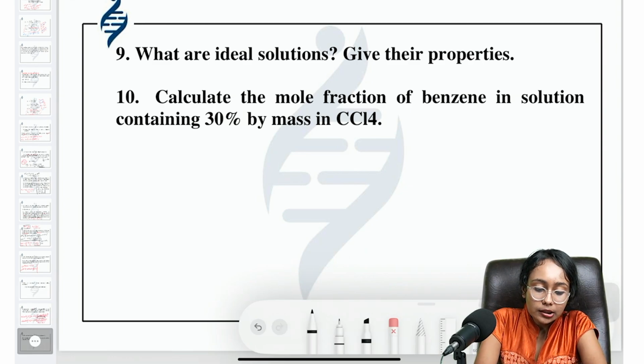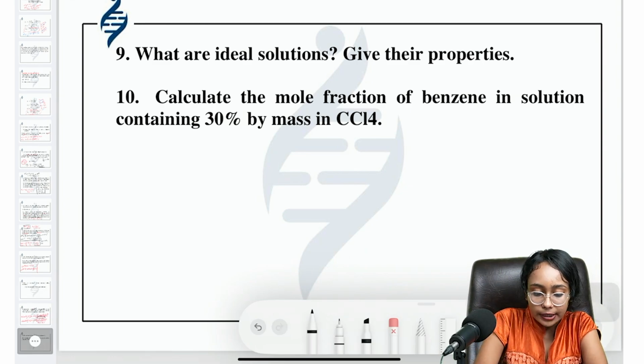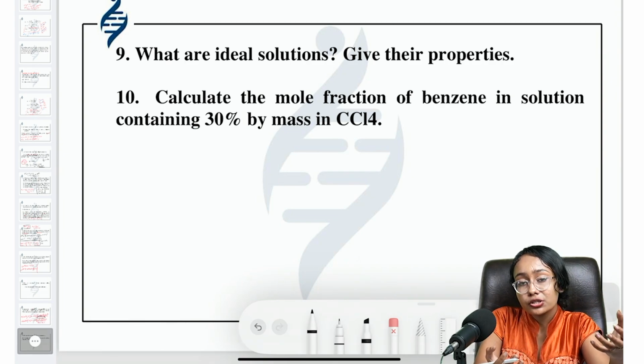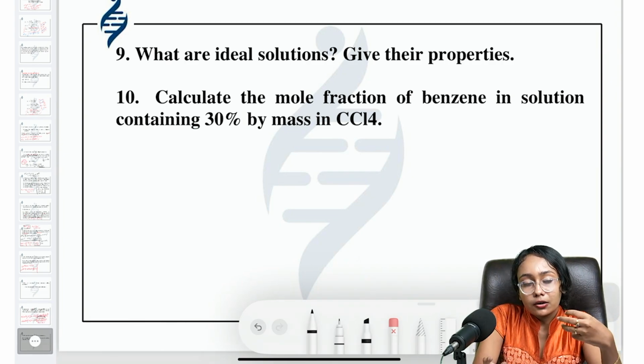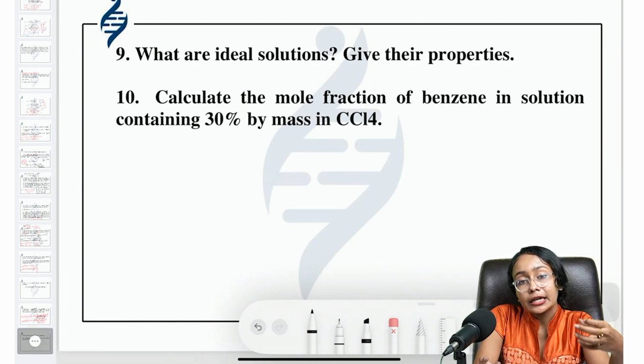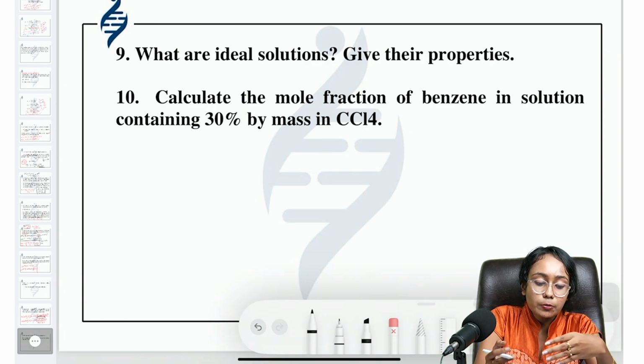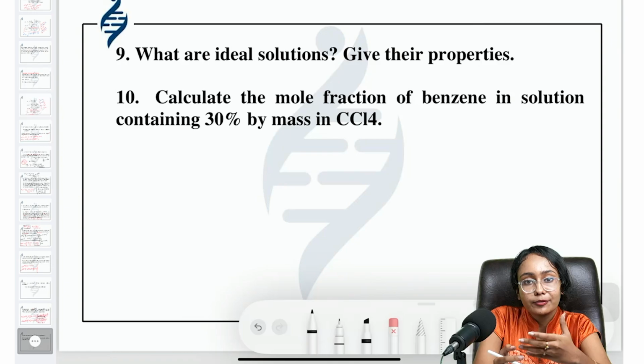What are ideal solutions? Give their properties. You know what an ideal solution is, right? Those solutions which obey Raoult's law over a range of concentration: Pa equal to P naught A chi A, Pb equal to P naught B chi B, and also the AA and BB interactions will be equal to the AB interaction. All those properties are shown by ideal solutions, and the enthalpy of mixing and volume of mixing will be equal to 0.